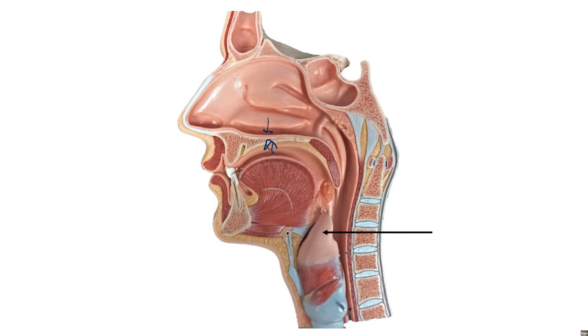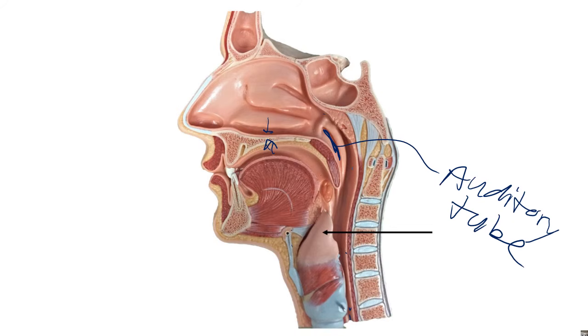Also, this tube that you see right here in the nasopharynx is the opening of the auditory tube. Clinically, we frequently call it the eustachian tube. That tube connects to the middle ear, and that's how we equalize pressure in the middle ear so we don't blow out our eardrums. That's when you feel your ears pop, that's equalizing pressure.